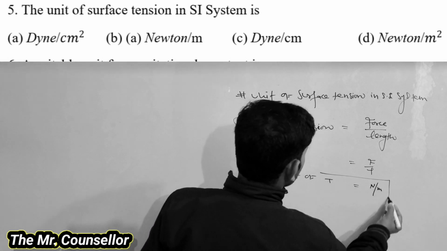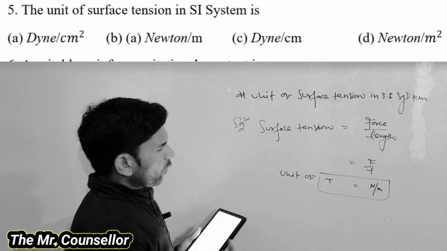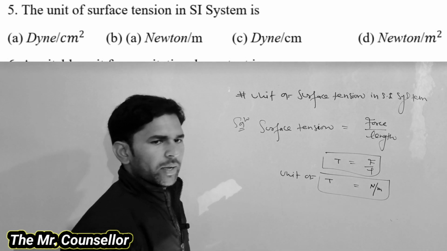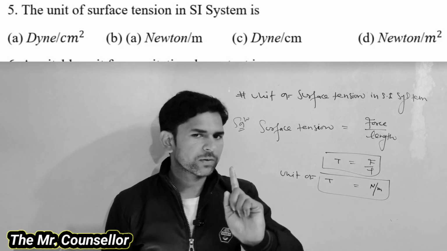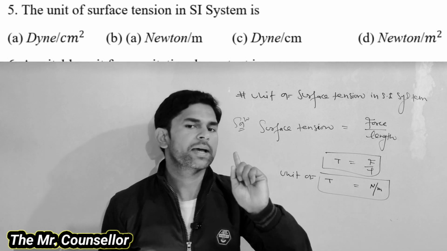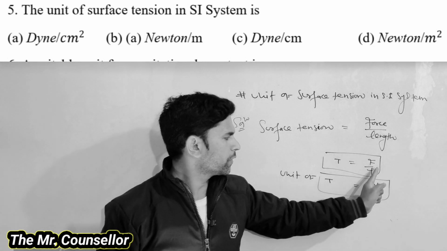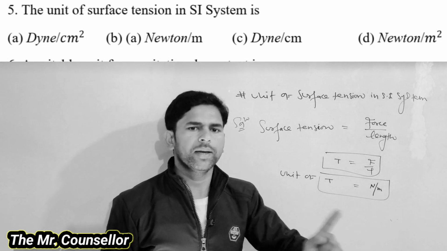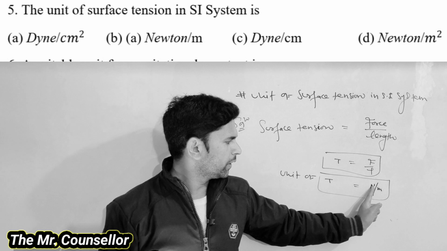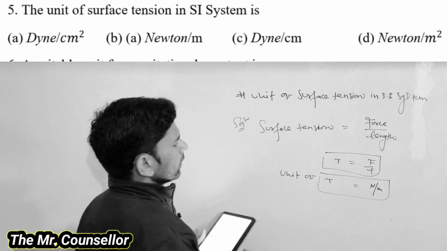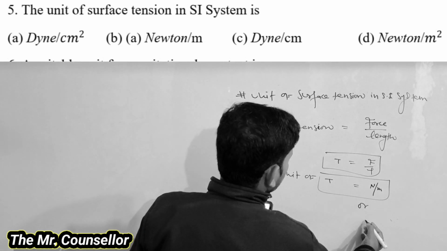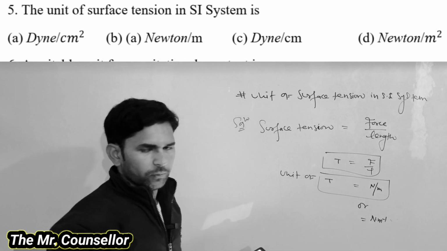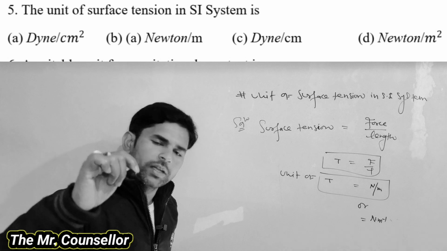We can write surface tension as T. You are considering T as surface tension, no problem. Here also you can write T is equal to F upon L, force per unit length. The SI unit of force is Newton, the SI unit of length is meter, so Newton per meter. Somewhere you will also find it written as Newton into meter inverse. So don't be confused.